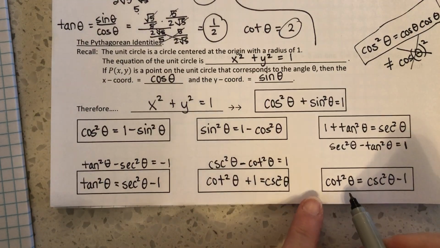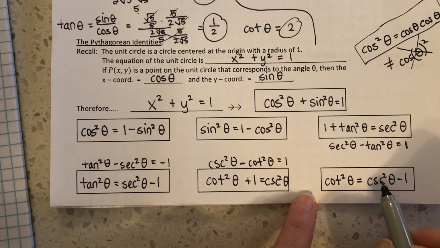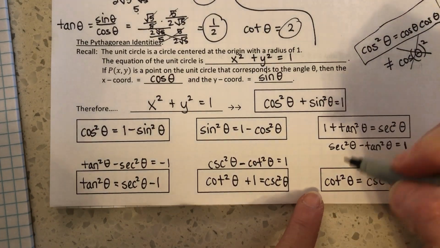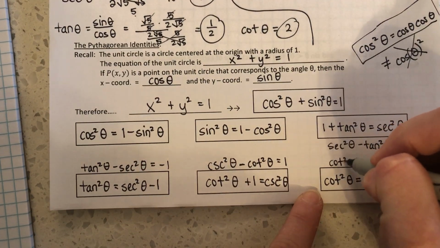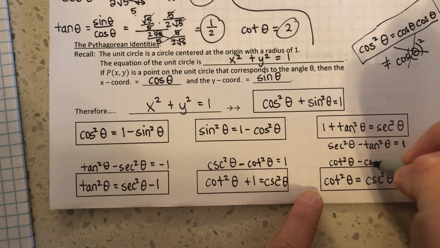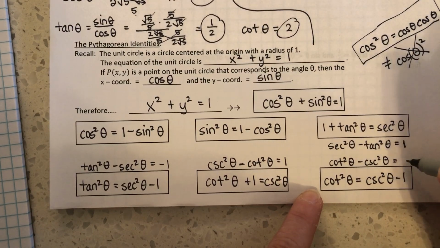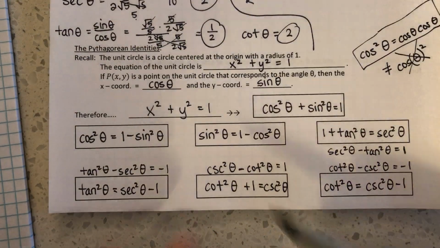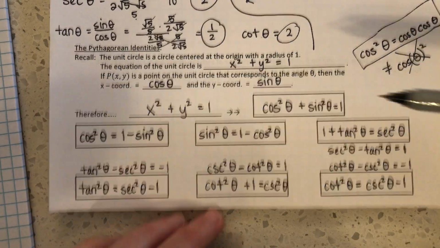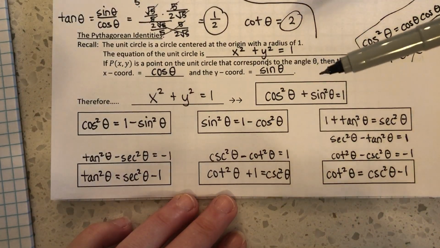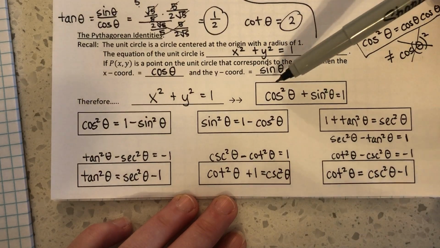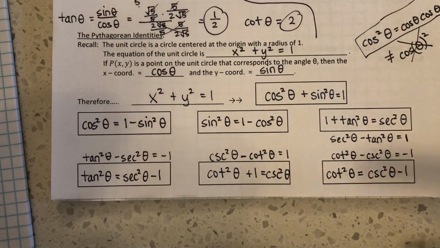And then I could come over here and take this one. What if I subtract cosecant squared to the other side? Then you would have cotangent squared theta minus cosecant squared theta equals -1. So again, all these are just manipulations that we've made from the mom and dad. The major, the big dog, cosine squared theta plus sine squared theta equals 1.